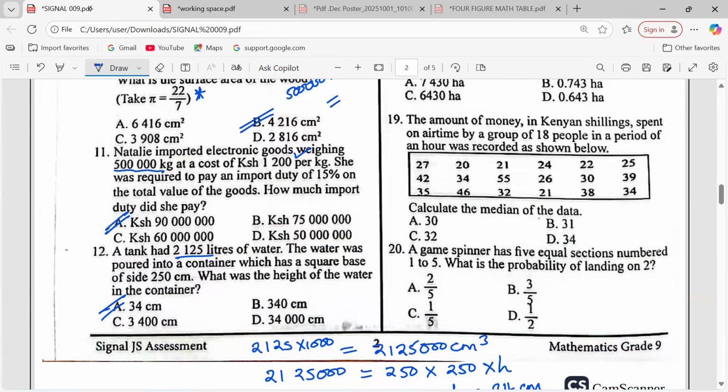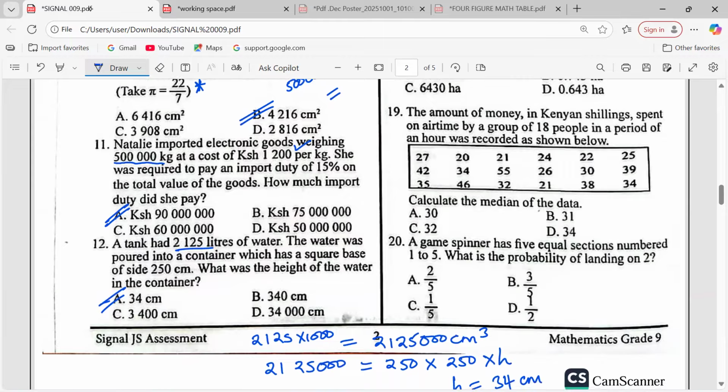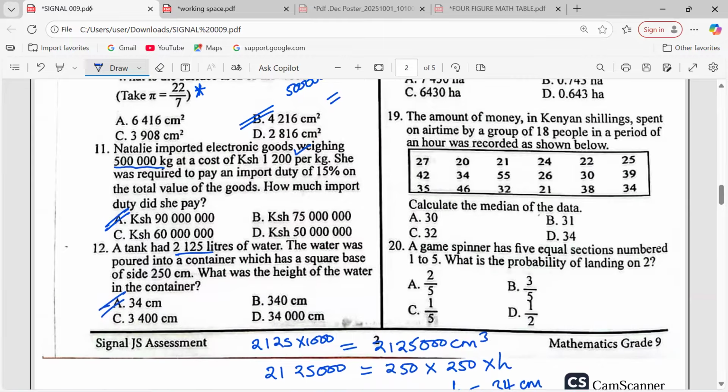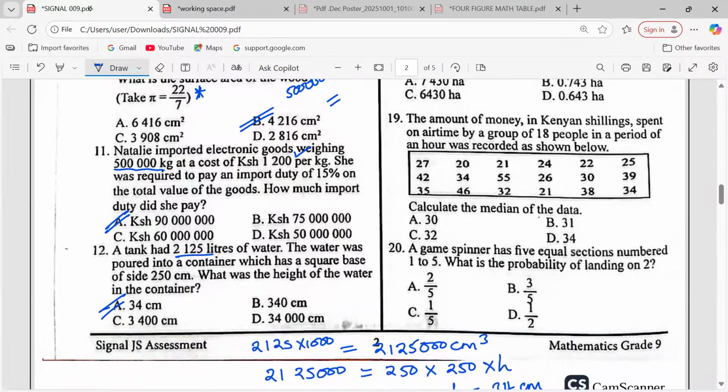Now, the amount of money in Kenya shillings spent on airtime by a group of 18 people in a period of an hour was recorded as shown. We have the amounts there. Calculate the median of the data. For you to calculate the median, you are supposed to arrange the data in what we call ascending order.